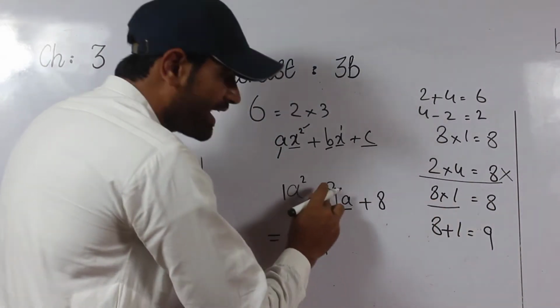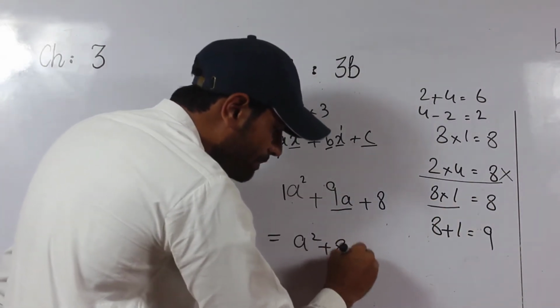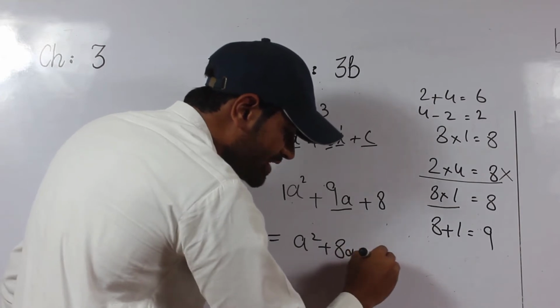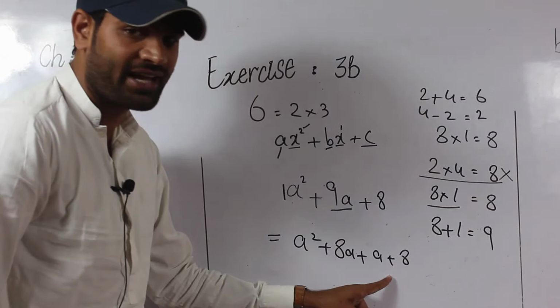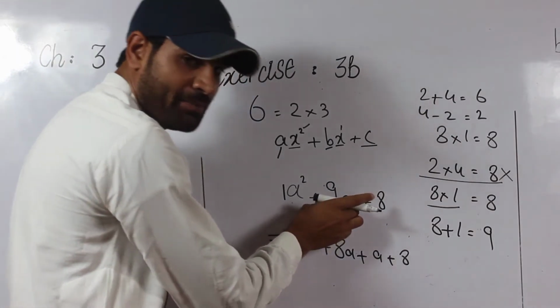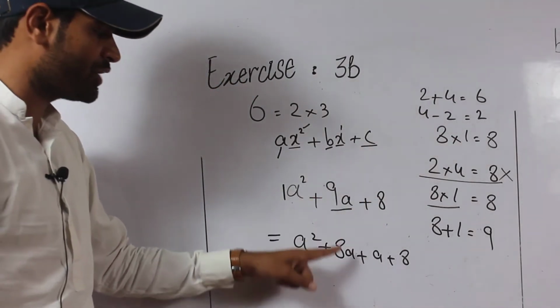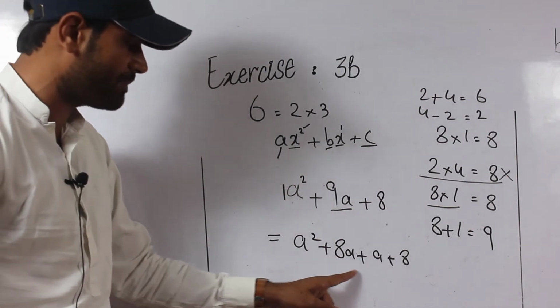So I break 9a into 8a plus a. Its coefficient is 1. When I add 8a plus a I get 9a, the same number. I just break the 9a into two terms, 8a plus a.